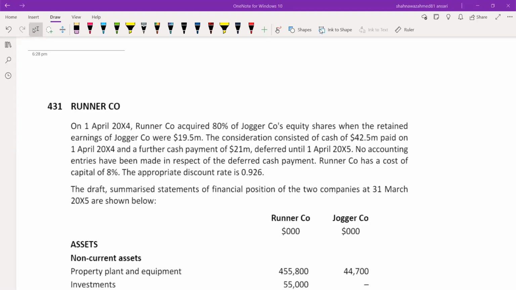Hello students, so now this is day 2 of the financial reporting revision session for September 23 exam. And today we are going to discuss the group accounting aspects, that is consolidated financial statement. So we have to discuss two things. One is the consolidated statement of financial position, SOFP, and another one is consolidated statement of comprehensive income statement.